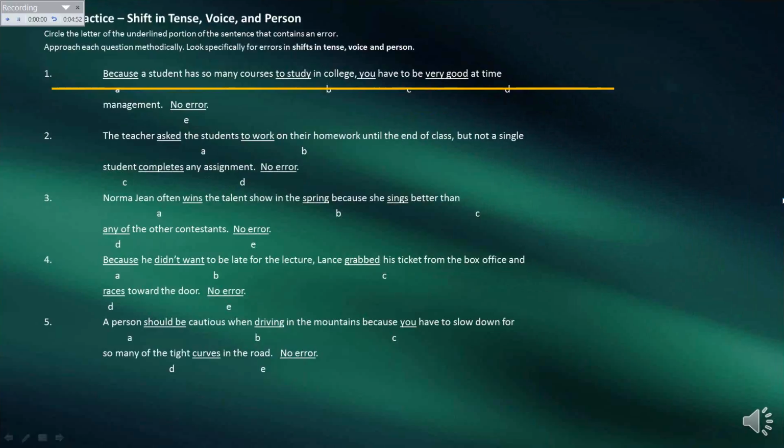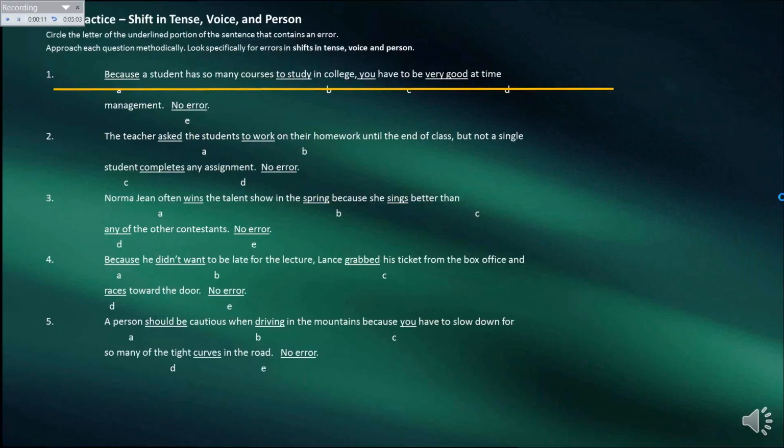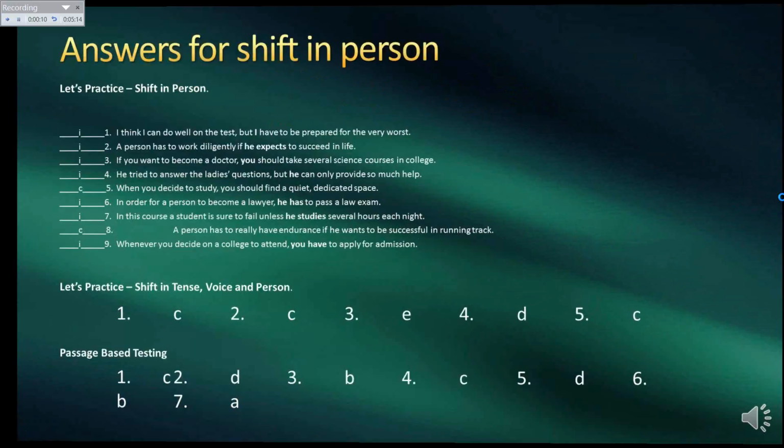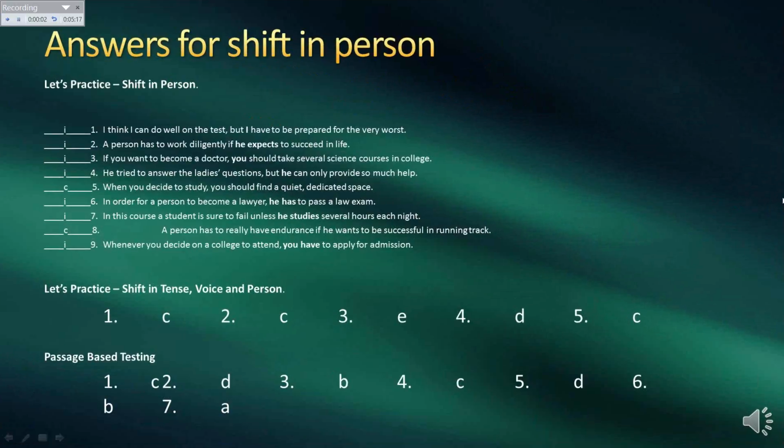So we also have our test taking practice, our shift in tense, voice, and person. Now, this test is over all of those, and we have studied all of them. And then we'll have our passage-based testing, and again, this test is going to be over the combination of shifts in tense, voice, and person. Then you'll have your answers, which you can check. These answers are at the back of your printed materials also.